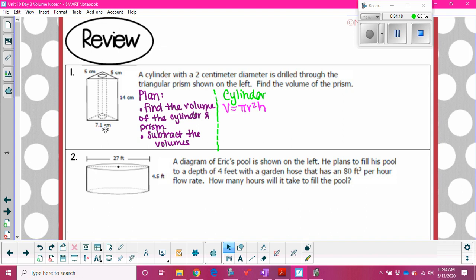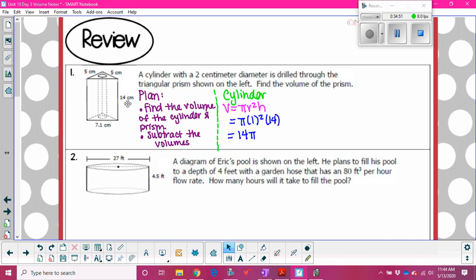So let's just fill in what we need here. We have pi. We know that if the diameter is 2, which is what it says right here, the radius is 1. So this is just 1 squared, which will just be 1. The height of the cylinder is the same as the height of the prism, so it's 14. We're just going to leave this in terms of pi for right now. So this is just going to be 14 pi. Okay, so let's move on to the prism.